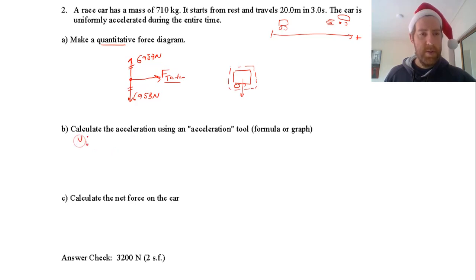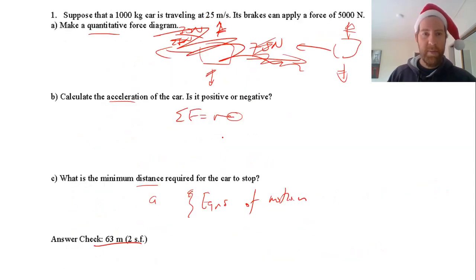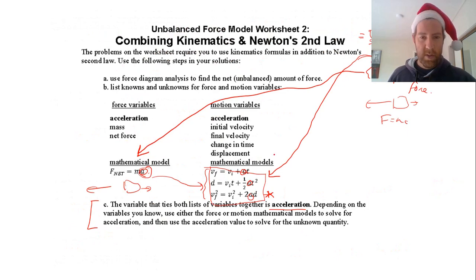So I know my initial velocity was 0. I know my time is 3 seconds. I know my distance is 20 meters. I want to find my acceleration. And if I go back a couple of pages to what I've got, I don't have final velocity. So I'm not going to use this one. I'm not going to use this one. I'm going to use this middle one because I've got distance, initial velocity, time, half at squared.